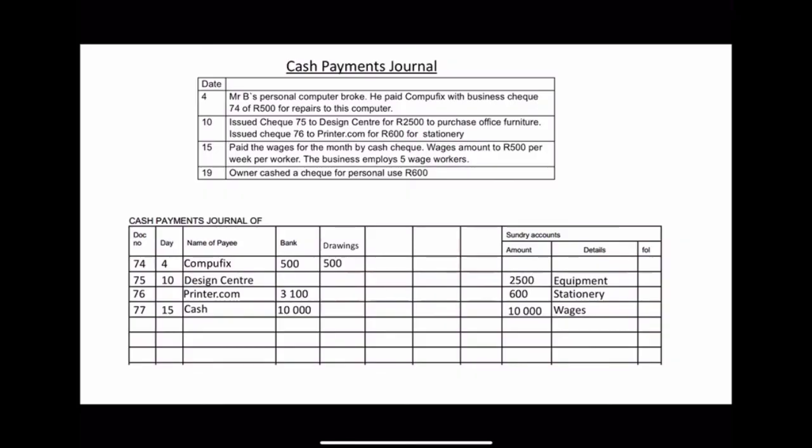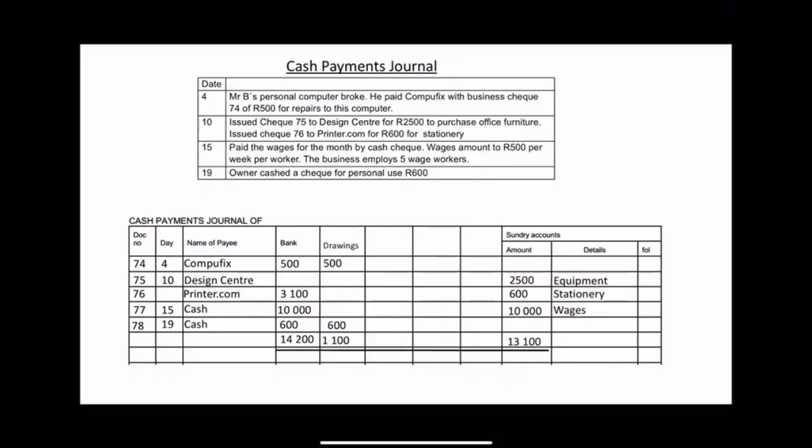Lastly, our last transaction is on the 19th. The owner cashed a cash check for personal use, 600 Rand. So once again, we need the document number of 78 and the date is the 19th. Now, even though it is drawings, because he's taking this money for personal use, it said owner cashed a check. You would not put Mr. B's name. You would put cash, and the 600 Rand would go into bank and drawings.